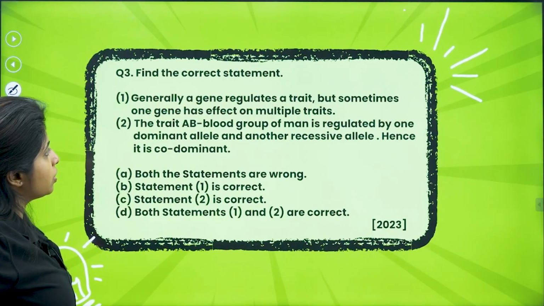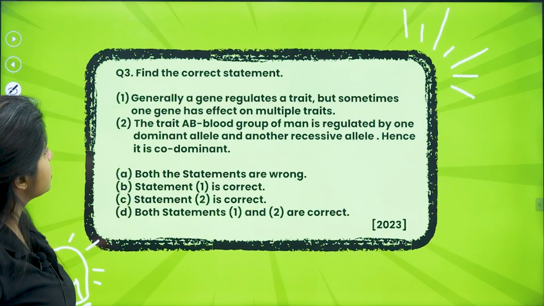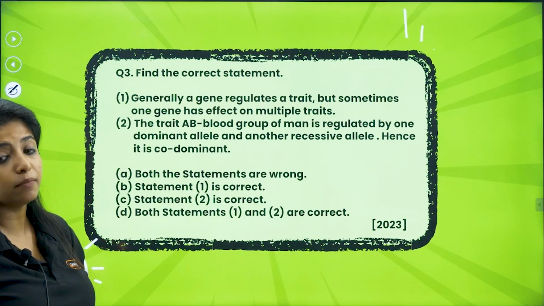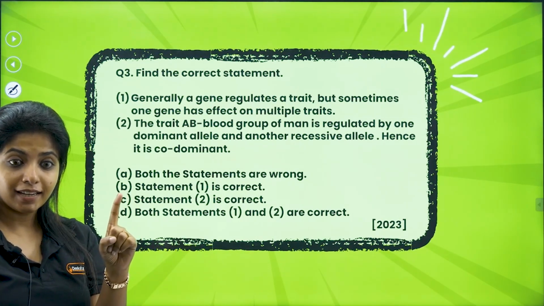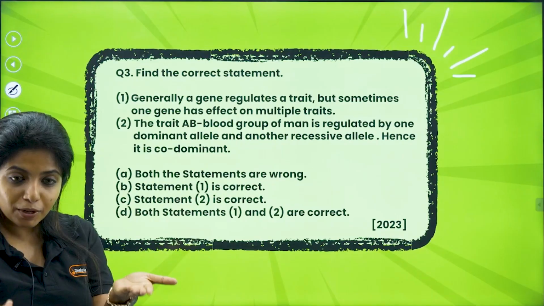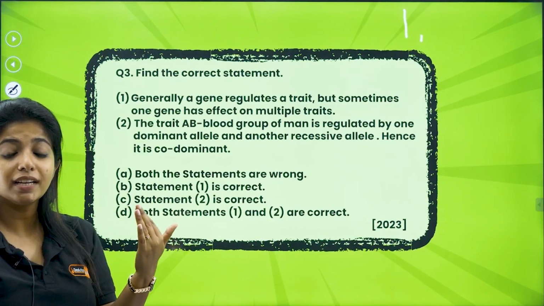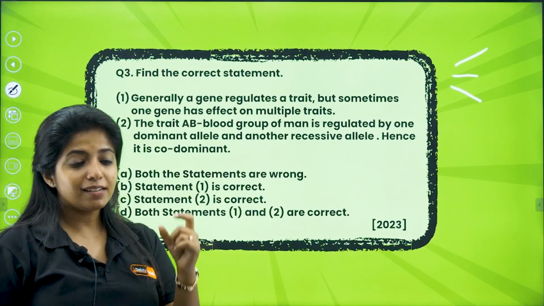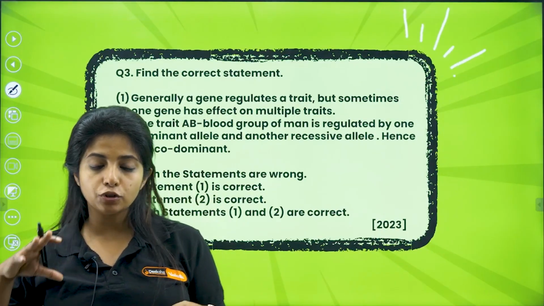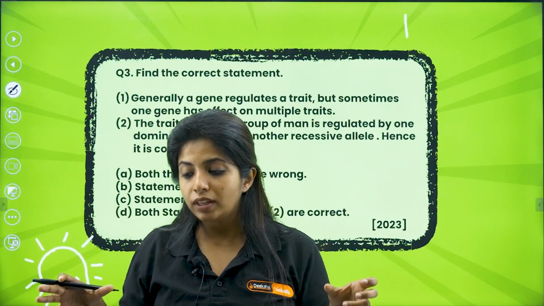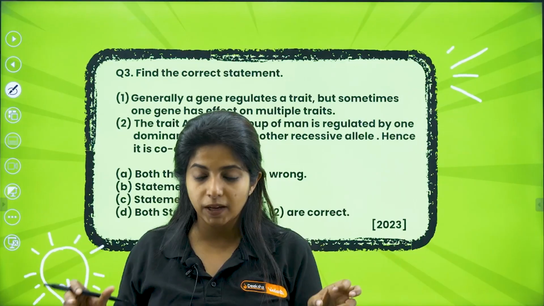Find the correct statement. Generally, a gene regulates a trait, but sometimes one gene has effect on multiple traits. Yes, pleiotropy. Where do you see it? In phenylketonuria. There is a gene for phenylalanine hydroxylase. This helps in the conversion of phenylalanine to tyrosine. So when this enzyme is not produced, this conversion does not take place.